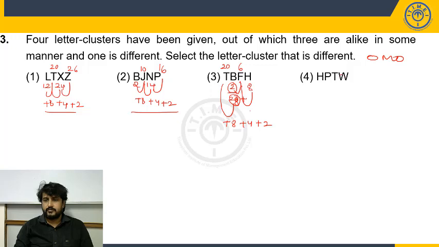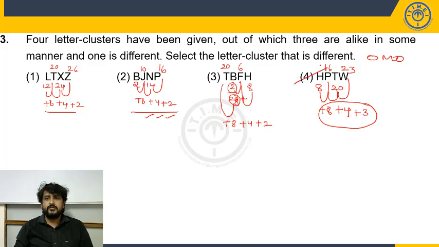Let's check with the last group. H is 8, P is 16, T is 20, W is 23. 8 to 16 plus 8, perfectly matching. 16 to 20 plus 4, nothing wrong in that. 20 to 23 plus 3. So everywhere it is following the logic of plus 8, plus 4, plus 2, but whereas here it is plus 8, plus 4, plus 3. So choice 4 is the odd one out.